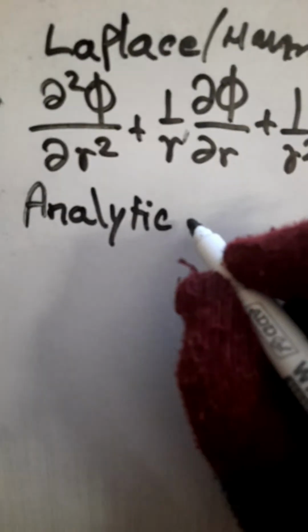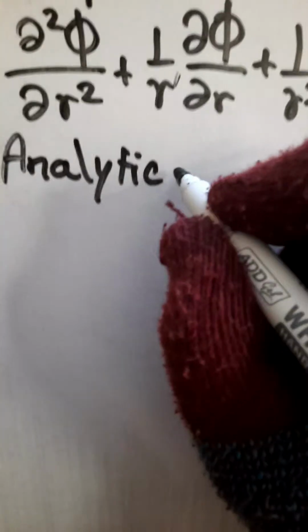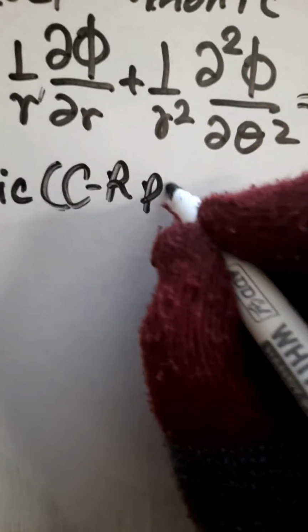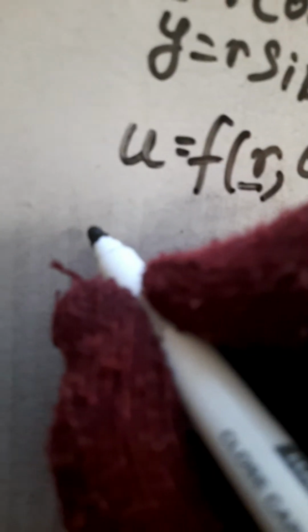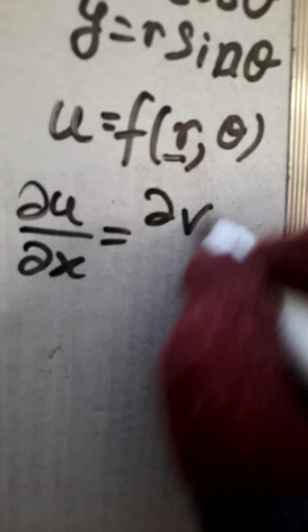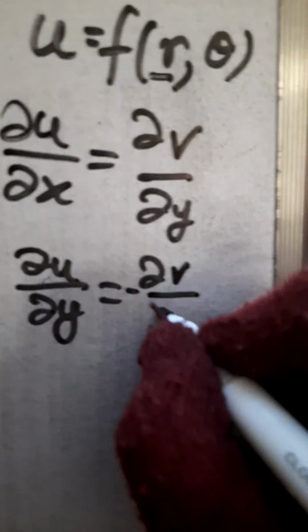So we are going to check the analytic condition. For that, I would take the Cauchy-Riemann equation in polar form. So the Cauchy-Riemann equation in polar form, like I told you previously in Cartesian form, our CR equation was del u by del x is equal to del v by del y, and del u by del y is equal to minus del v by del x.